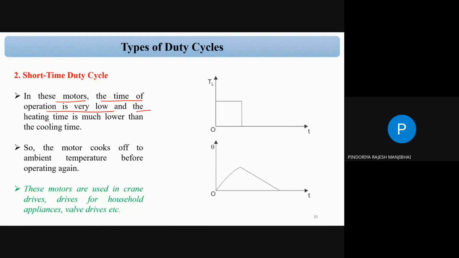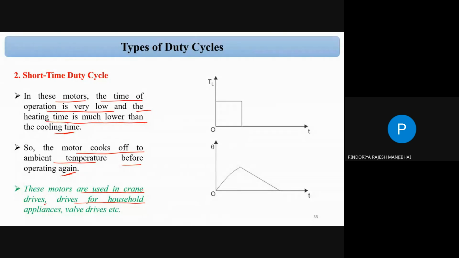And the heating time is much lower than the cooling time. So the motor cools off to ambient temperature before operating again. So what is the application for this short time duty cycle? These motors are used in crane drives. In a crane, we have to lift the weight for a short time period, and after that there is a rest. So crane drive is one application.